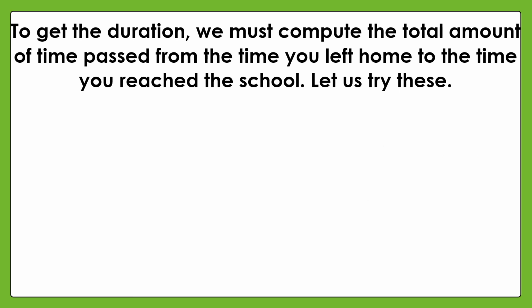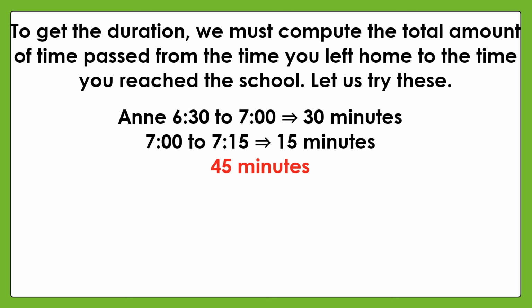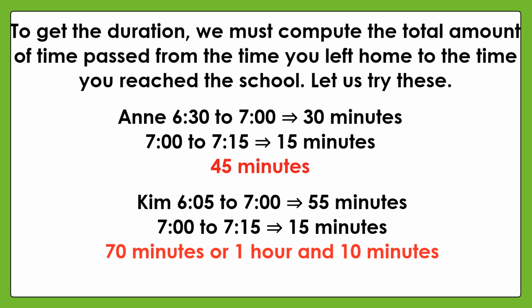To get the duration, we must compute the total amount of time passed from the time you left home to the time you reached the school. Let us try this. Anne, 6:30 to 7 o'clock. That is 30 minutes. 7 o'clock to 7:15. That is 15 minutes. So 30 minutes plus 15 minutes, the total is 45 minutes. Next is Kim, 6:05 to 7 o'clock. That is 55 minutes. 7 o'clock to 7:15. That is 15 minutes. 55 minutes plus 15 minutes is equal to 70 minutes or 1 hour and 10 minutes.